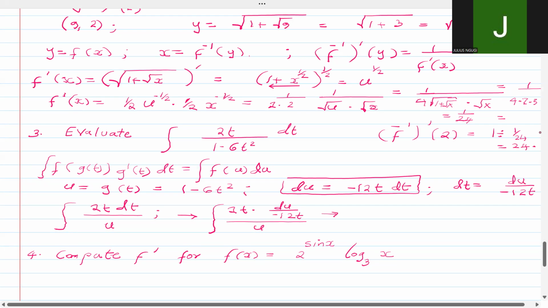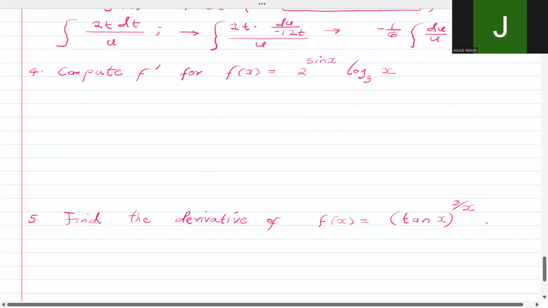So this one results to, t will cancel, and 2 will cancel. You get minus 1 over 6, which can be factored out. Then you're integrating 1 over u with respect to u, which is just minus 1 over 6 natural log. And remember, because of the domain of the function, this has to be absolute value plus a constant c. That's the answer for number 3. Let's go to number 4.